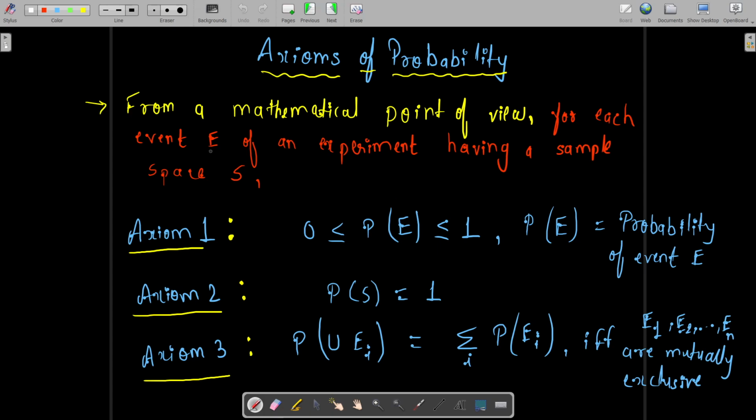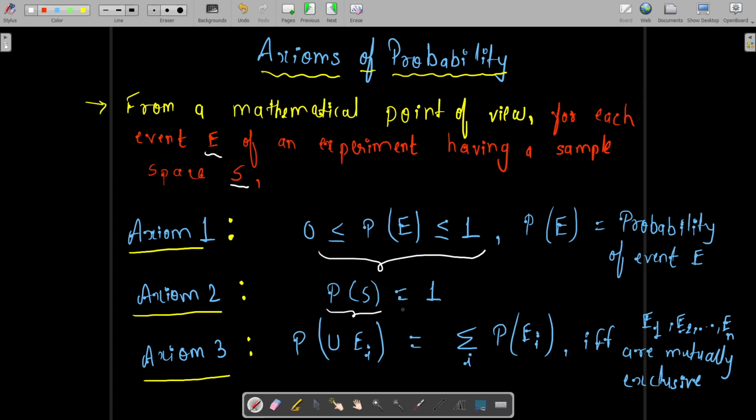Let's say we have an event E of an experiment, and the sample space of that experiment is S. The very first axiom is that the probability lies between 0 and 1. We already know this from our school days, but I'm still covering everything to cover all the audience. Similarly, the probability of the sample space is equal to 1, because in the sample space all possible outcomes of an experiment are included. That's why this probability is 1.